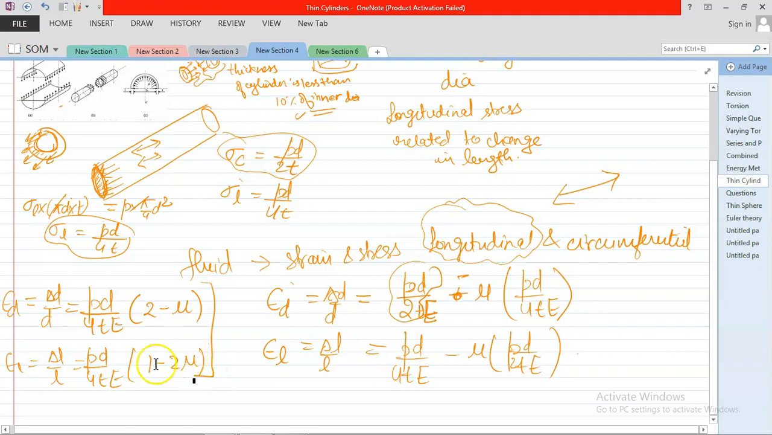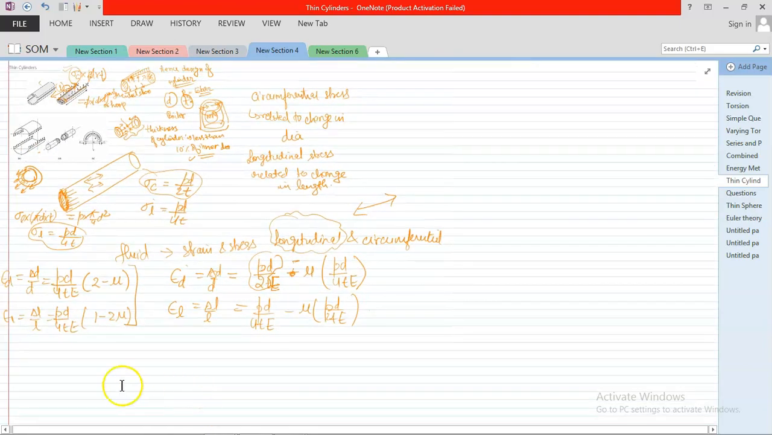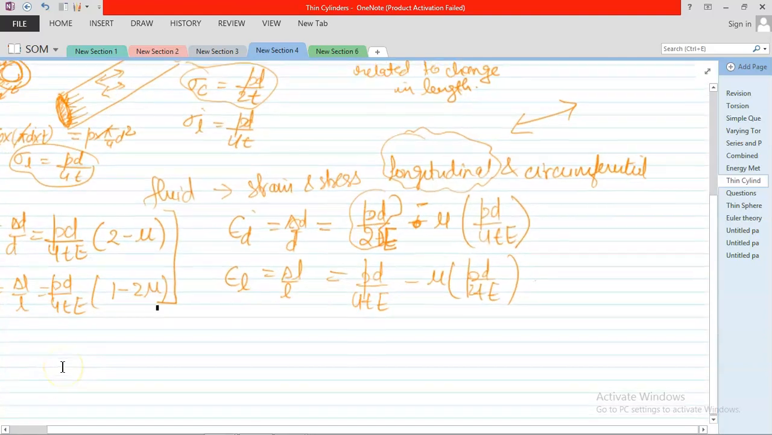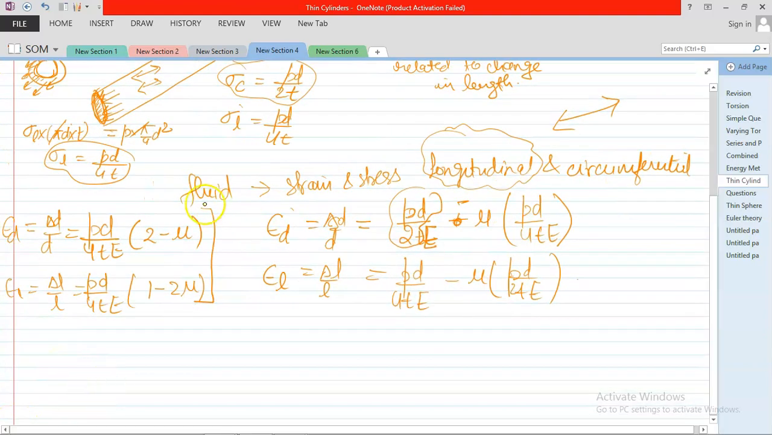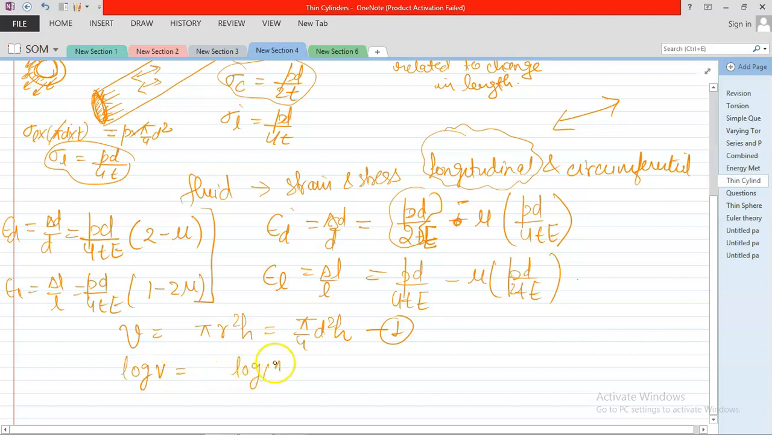Now I am going to use this and form the volumetric strain of the cylinder. If I write volume of the cylinder, V is equal to pi r square h, or pi by 4 d square h. I hope everyone knows this. Now I am going to take log both sides: log of pi by 4 plus 2 times log of d plus log of h, or L. In general notation it is L.